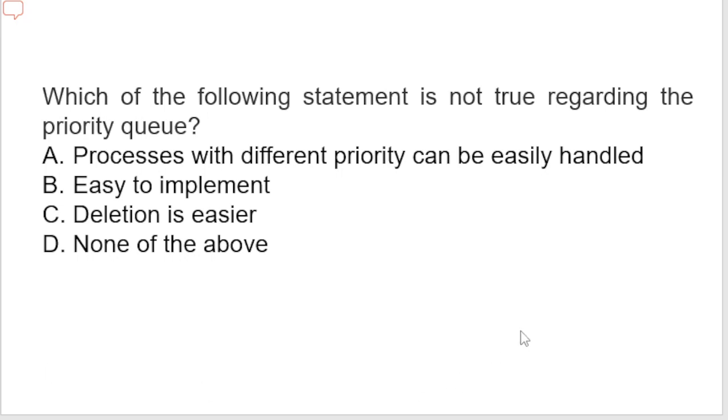Which of the following statement is not true regarding the priority queue? Options are process with different priority can be easily handled, easy to implement, deletion is easier, and none of the above. So what he is asking, not true. Okay guys, it is important, not true. So correct option is C.